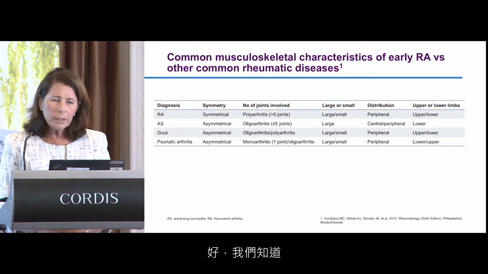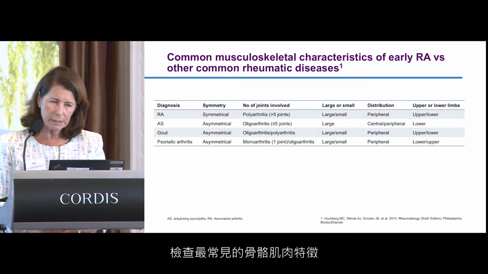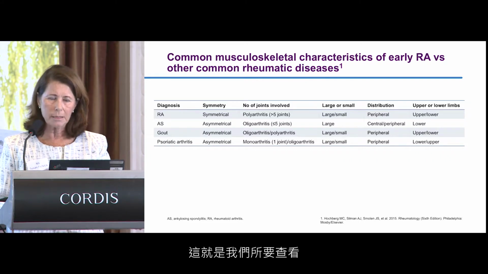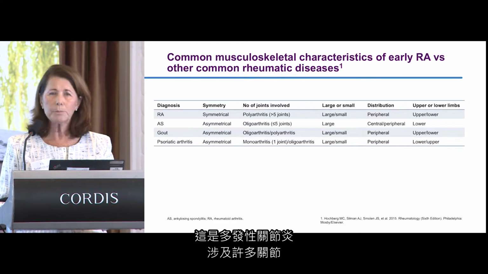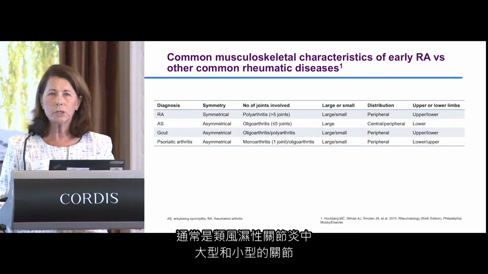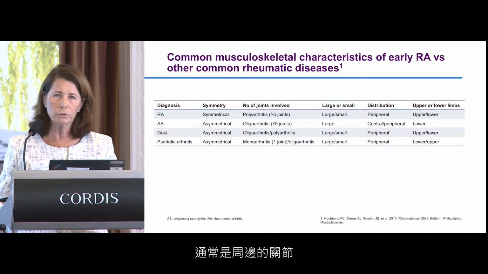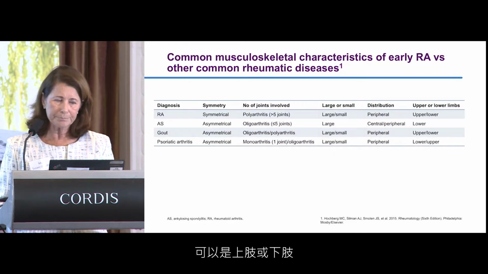So we know, looking at the most common musculoskeletal characteristics, that these are the things we're looking at to define whether it's rheumatoid arthritis. We know it's polyarthritis, many joints are involved. They're usually large and small joints in rheumatoid arthritis. They're often peripheral joints, hands, feet, and they can be upper or lower limb.